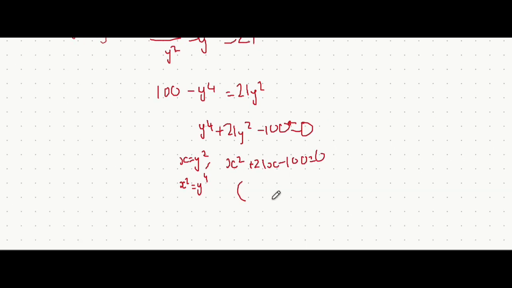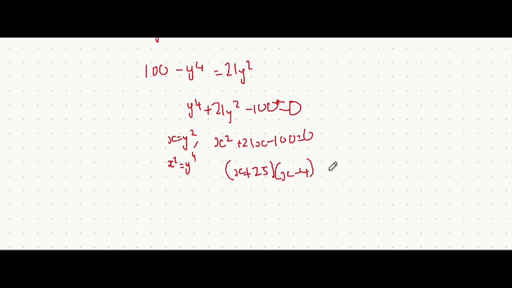And then in the bracket, it might help you deal with it, but it'll be a positive 25 and a negative 4. And that gives solutions of x equaling minus 25 and x equaling 4.